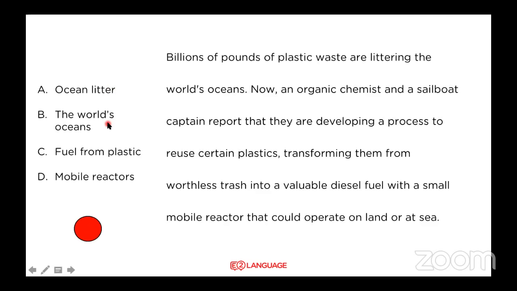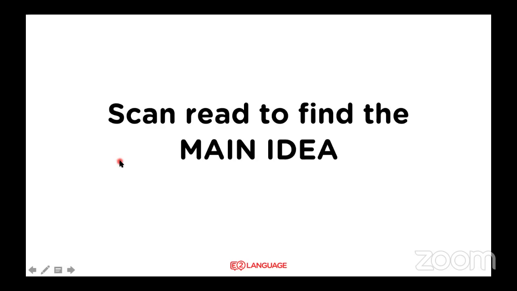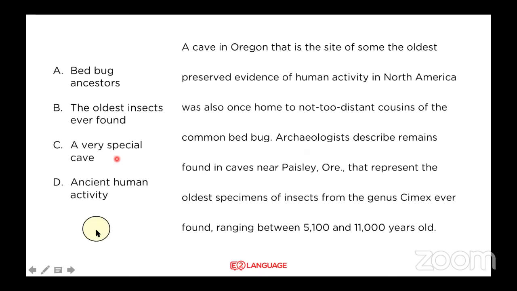So it's got this one, A and B, in the first sentence. But this sentence is the important one. Now, an organic chemist and a sailboat captain report that they are developing a process to reuse certain plastics, transforming them from worthless trash into a valuable diesel fuel with a mobile reactor. The answer is C. This is about making fuel from plastic. One more before we begin our mini mock tests. Scan read to find the main idea. Here we go.